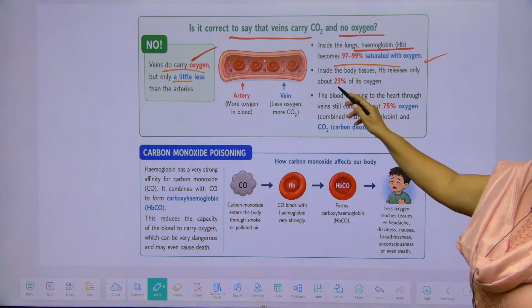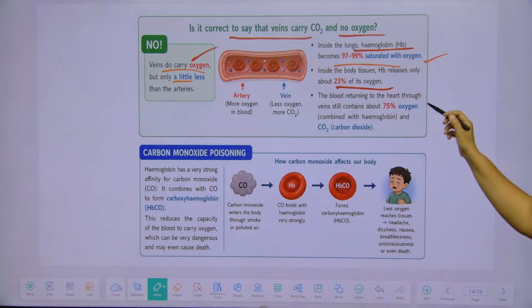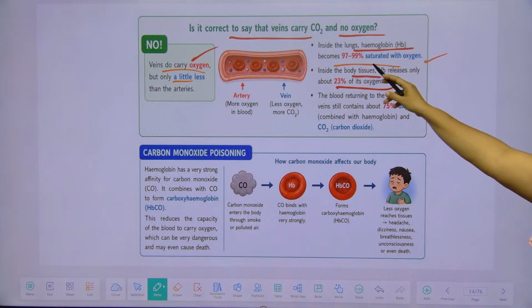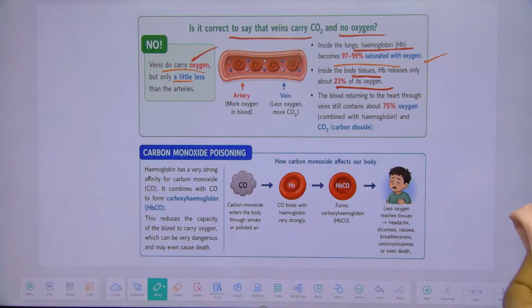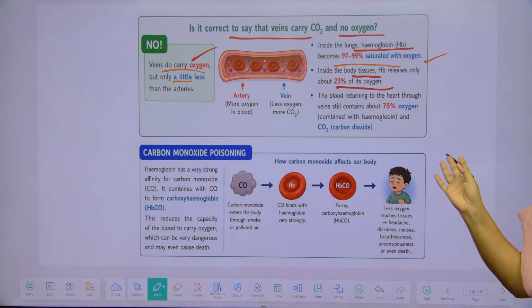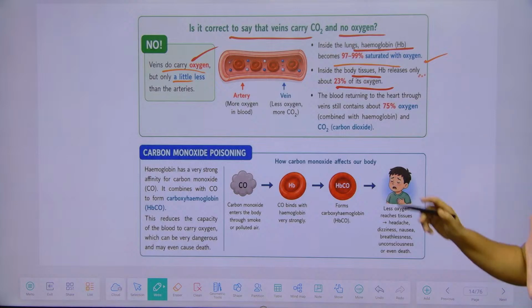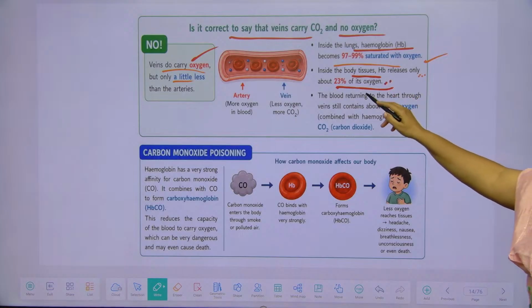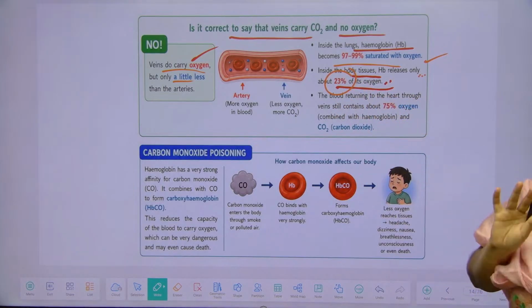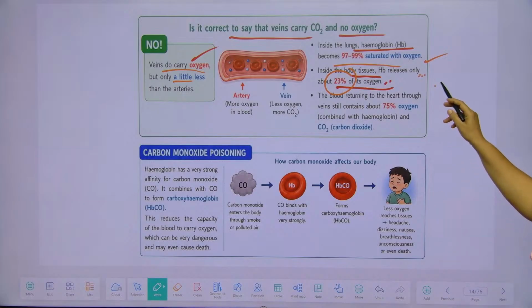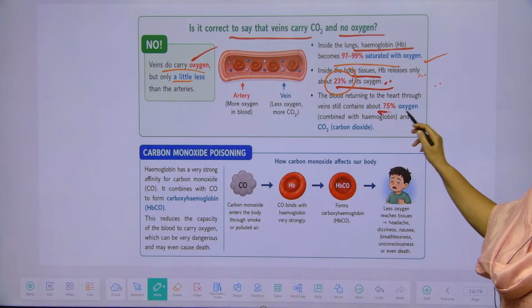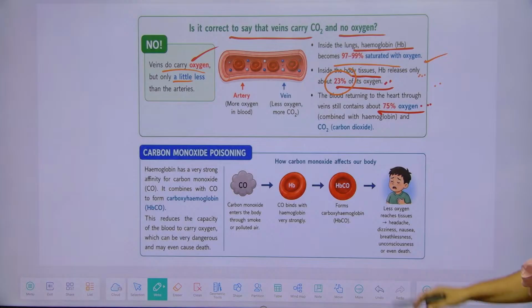Okay. The remaining, meaning inside the body tissue. Of course, what is it carrying? This blood can transport 97 to 99% of the oxygen. But to the tissues, how much oxygen is it releasing? Only 23% of the oxygen will be taken. The remaining 75% of oxygen is returned to where? To the heart through the veins. Clear?